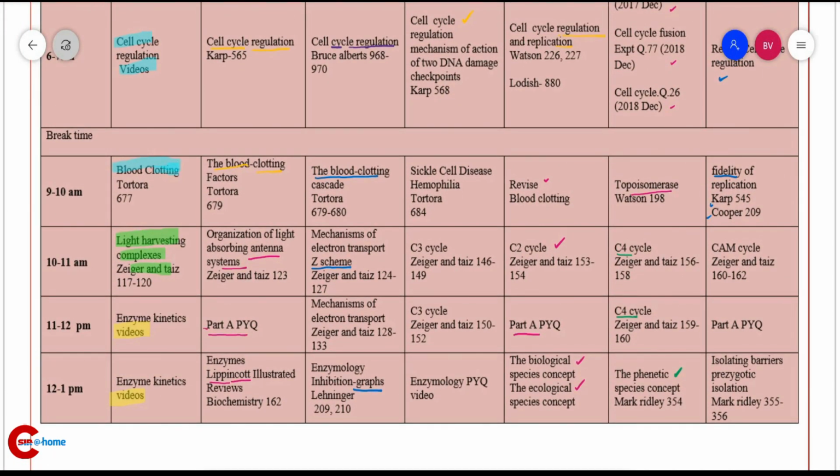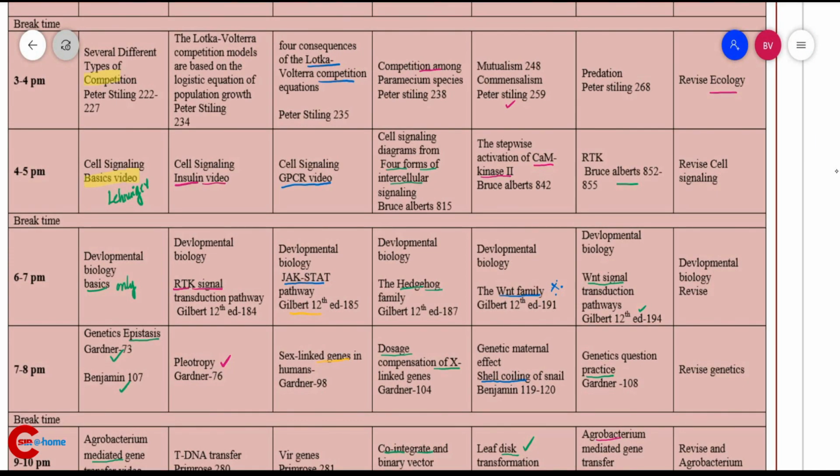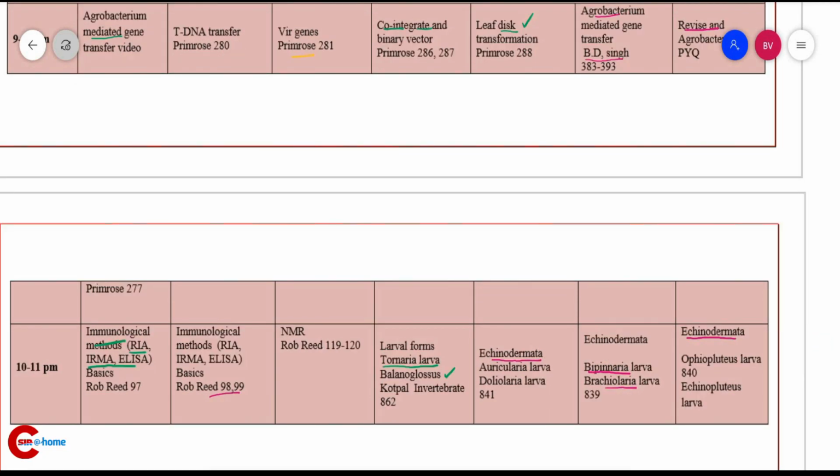Then 12 to 1 p.m., pre-zygotic isolation, Mark Ridley. This is also very important. Then 3 to 4 p.m., revise ecology. 4 to 5 p.m., revise cell signaling. And 6 to 7 p.m., developmental biology, revise it. Then 7 to 8 p.m., revise genetics. 9 to 10 p.m., revise Agrobacterium. 10 to 11 p.m., you can study echinodermata larval forms, Ophiopluteus larva and Echinopluteus larva.